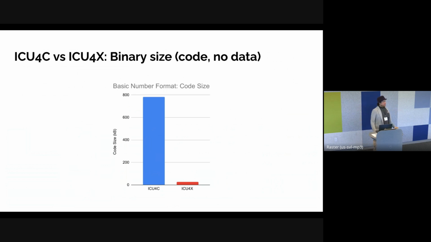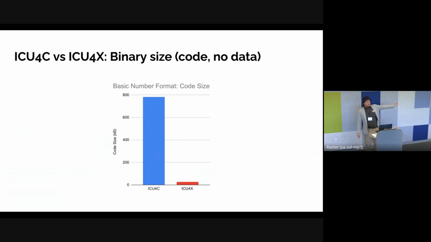What I did was I took a number formatter. So this is the thing that takes 1023.50 cents or something like that, and it creates a localized version of that string in a locale. I wrote a program using ICU4C. I wrote a program using ICU4X.